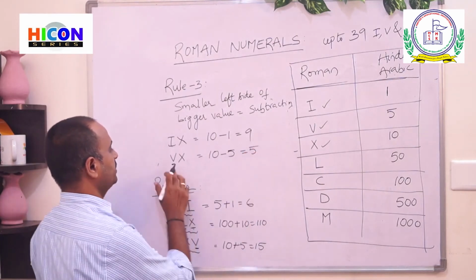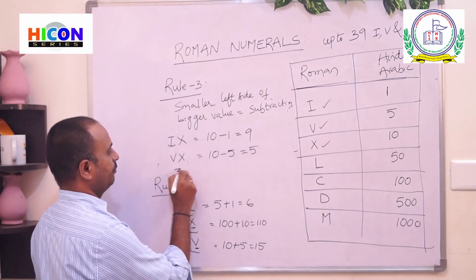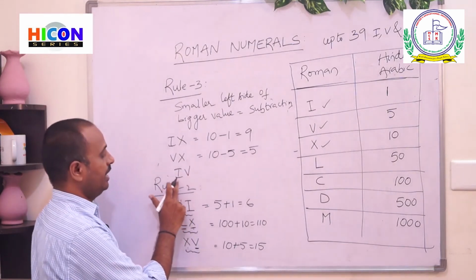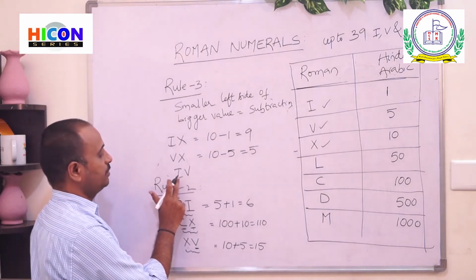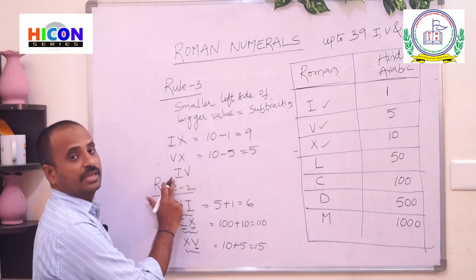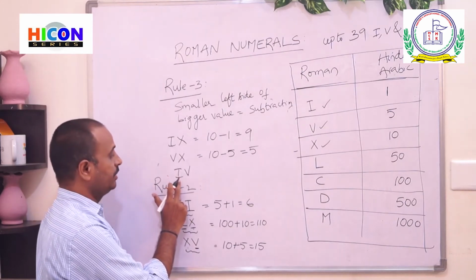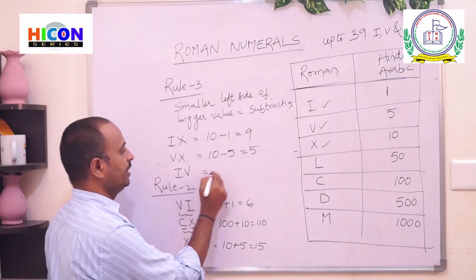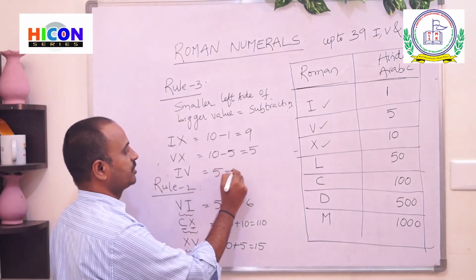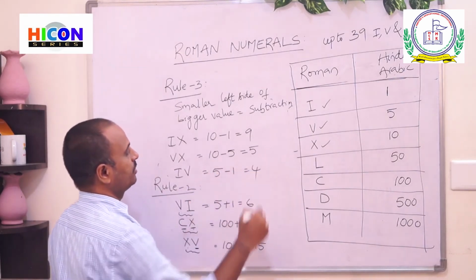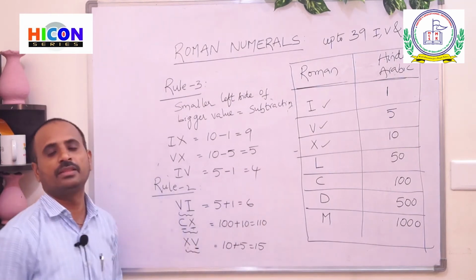So children, in the same way, IV. Here V is the bigger value and I is the smaller value. The smaller value I is written on the left side of the bigger value. That's why we have to subtract I from V. That means V means 5 and I means 1. So subtract 1 from 5, we will get 4. So children, this is rule number 3.